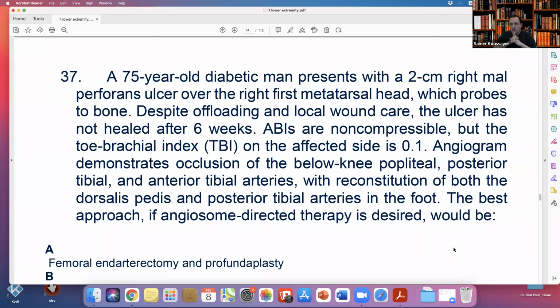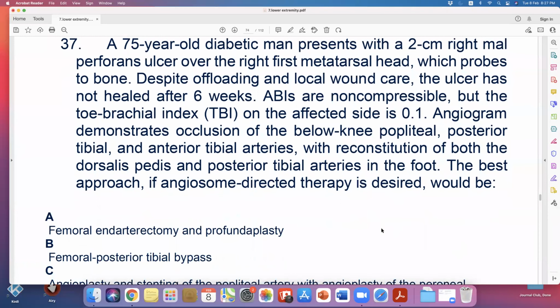Over the right first metatarsal head. So which one is it, the anterior tibial or posterior tibial? We will think about anterior tibial, the dorsalis pedis. So this is the artery for the angiosome for this area, and they want you to get the blood to that area. I think this is what the question is asking. A lot of options are possible, but let's see which one fits with this scenario.